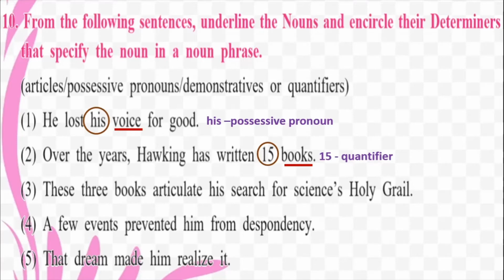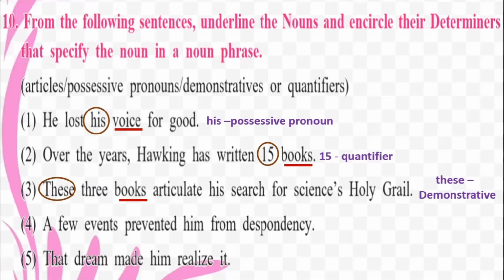Third one: these 3 books articulate his search for science's holy grail. This is also a sentence from this particular lesson itself. Let us pick up the noun here again. We pick up this word books as the noun, and again we have these three books. So these here can qualify as the determiner, and this is a demonstrative. Now children, 3 can also qualify, but I did not pick up that particular example because we have done it already in 15 books. So these books, which books? These books, demonstrative.